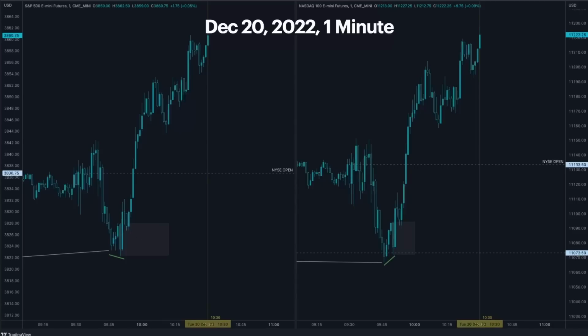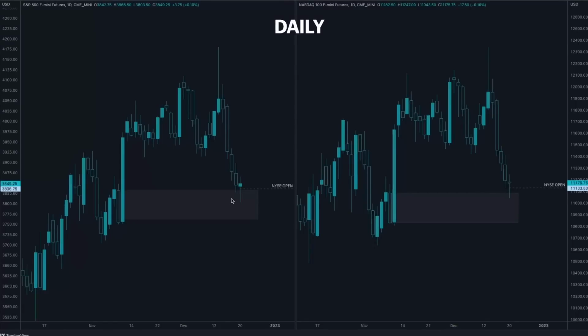And you have the basis of the higher time frame to say, hey, based on the higher time frame, we may see a bounce here. It wouldn't be unreasonable to expect a bounce. And then you overlay that with the lower time frame setup.